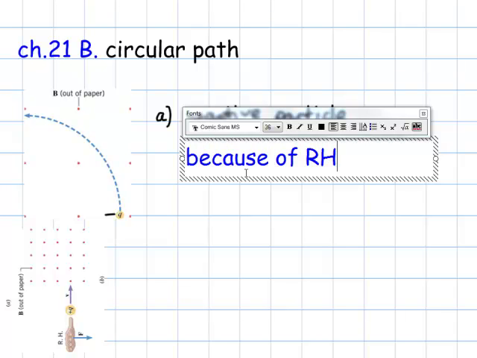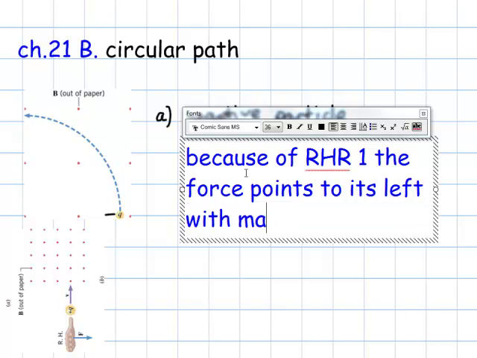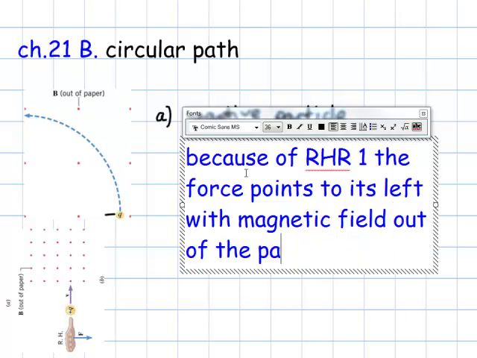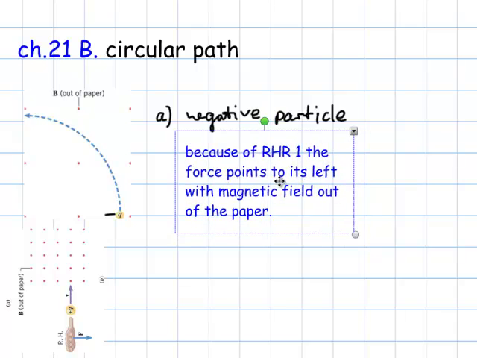Because of right hand rule 1, the force points to its left with magnetic field out of the paper or screen, and the force, yeah, points to its left. Okay, make this maybe a little smaller. There we go. All right.